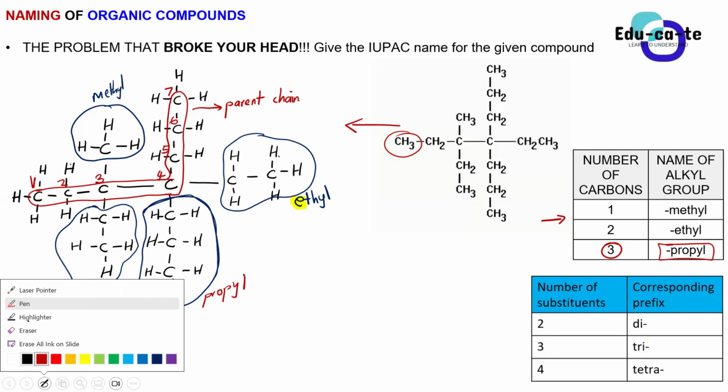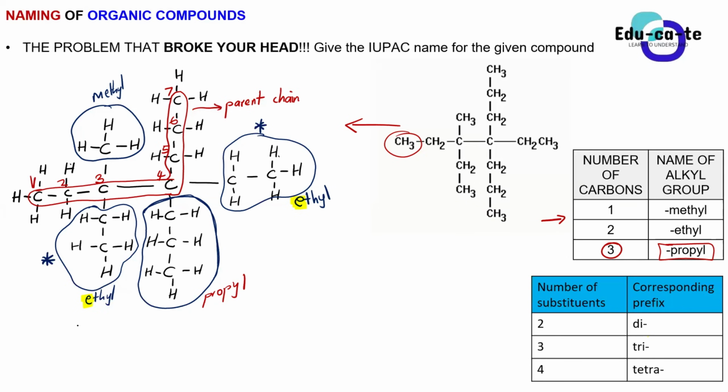Yes, we have one on carbon 4, which is attached to carbon 4 of the parent chain. Then we have another one on carbon 3, which is attached to carbon 3 of the parent chain. So we've got two ethyl groups there. So what am I going to write here, since we have two ethyl groups? We're going to say 3, comma, 4.